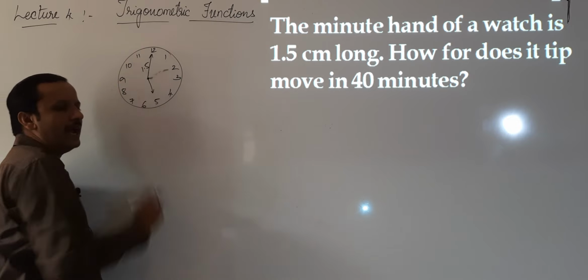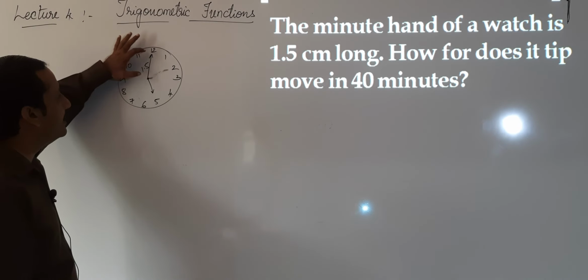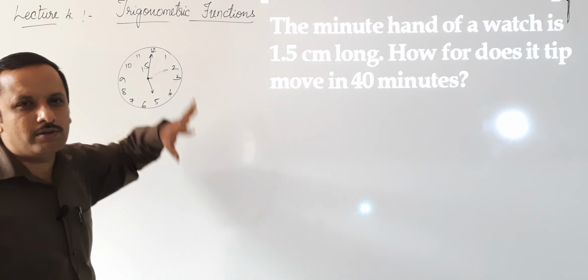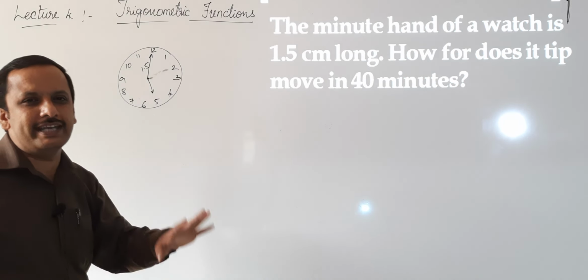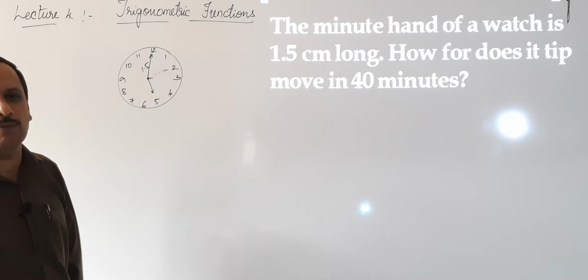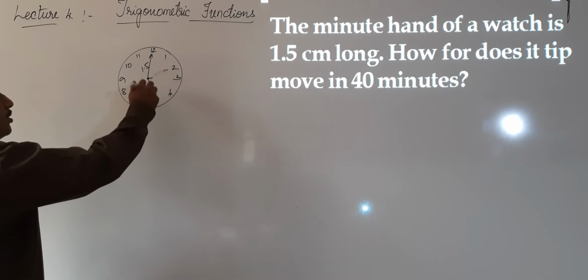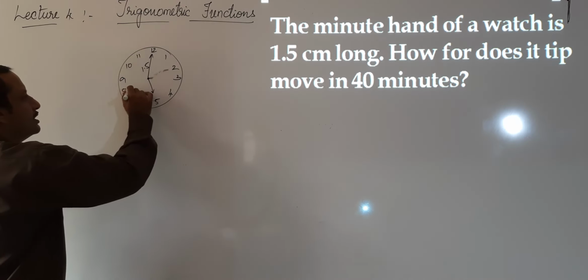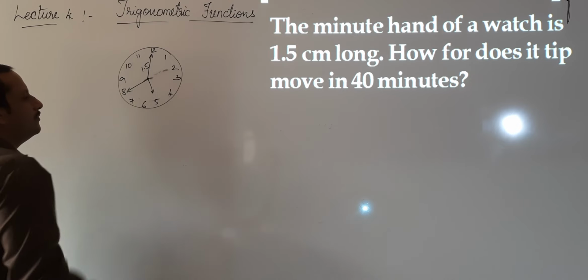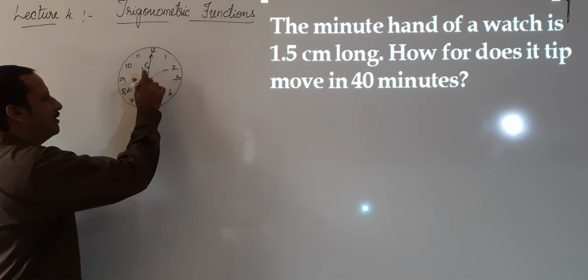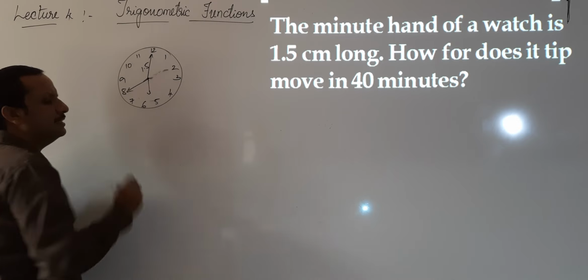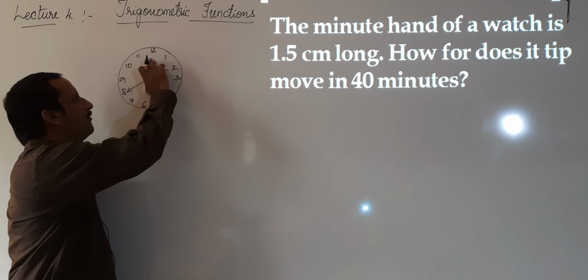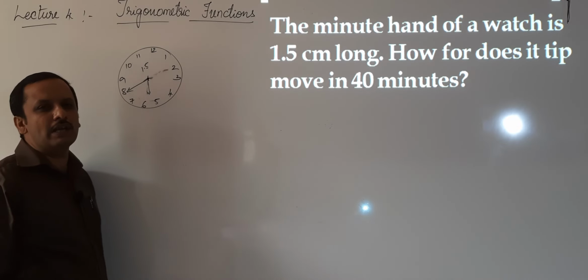This is the tip of the hand. Tip of the minute hand. After 40 minutes from now, see, now the time is 5 o'clock. After 40 minutes from now, what happens? The time will be 5:40, right? So, at that point, this minute hand will go in this direction and will come to this position, right? Of course, the hour hand also will move. It will move closer to 6, right? Something like this.